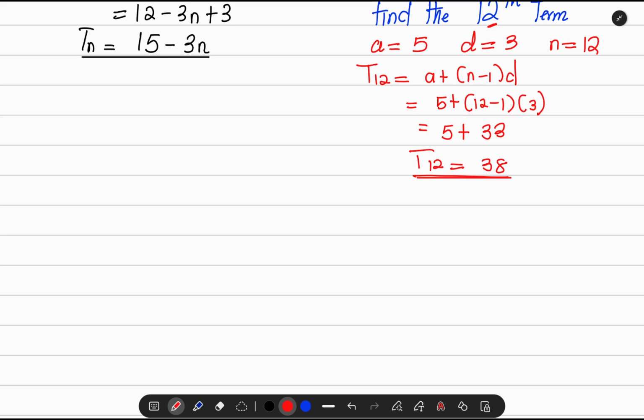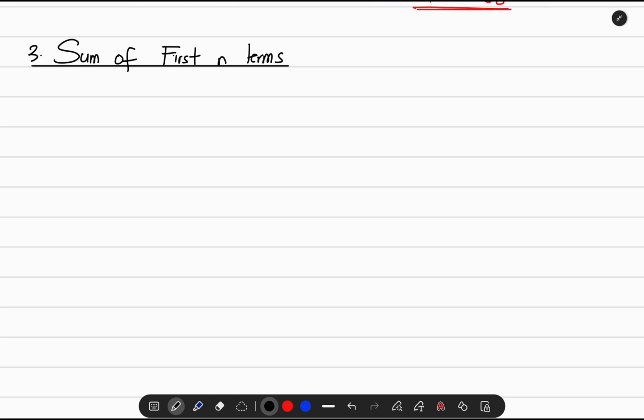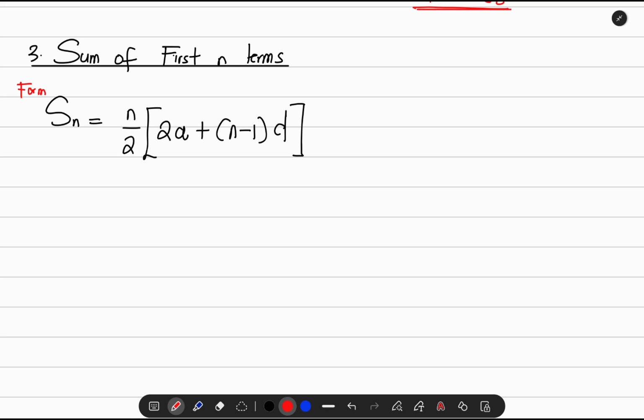Next, you look at the sum of the first n terms. Sn is given by n divided by 2, then multiplied by 2a plus n minus 1 multiplied by d, then close brackets. All right? This is the first formula. So I'm going to write formula 1. What about formula number 2?